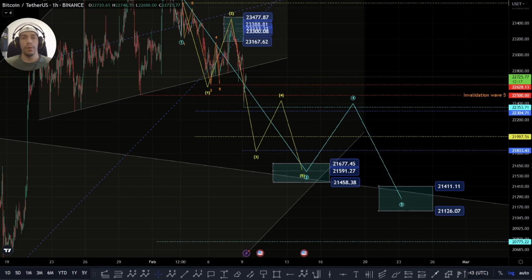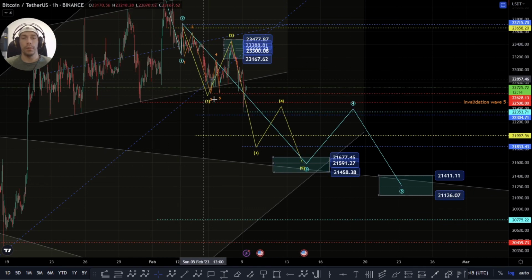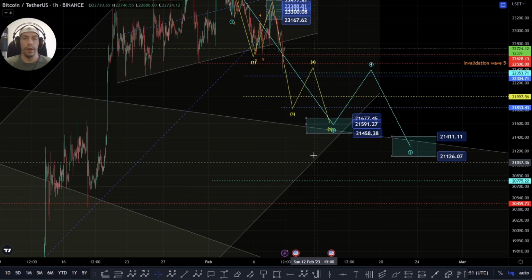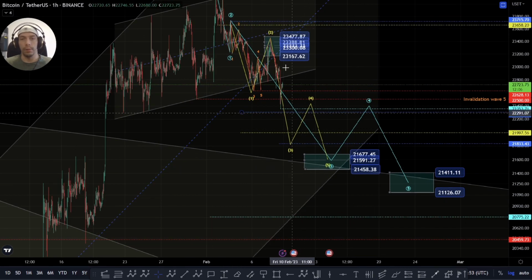So, the simple one for the time being is my preferred count, but I'm going to have to keep track of this one as well, because this one could actually extend out and push a little bit deeper. These are just typical fib zones, but we'll have to adjust this depending on the internal structure here.